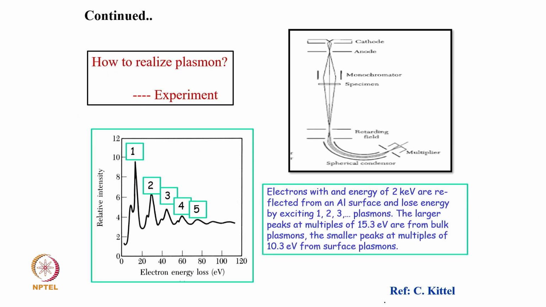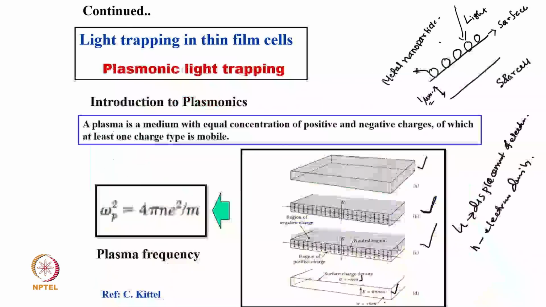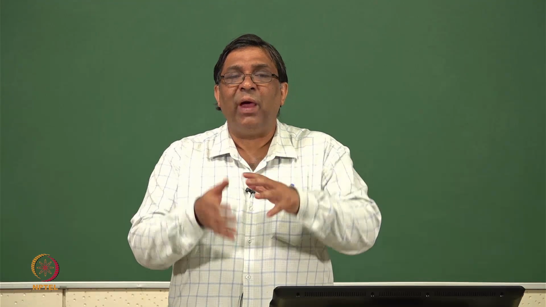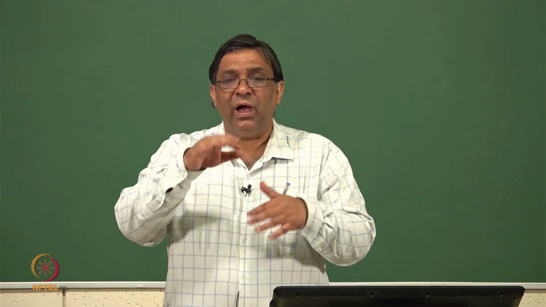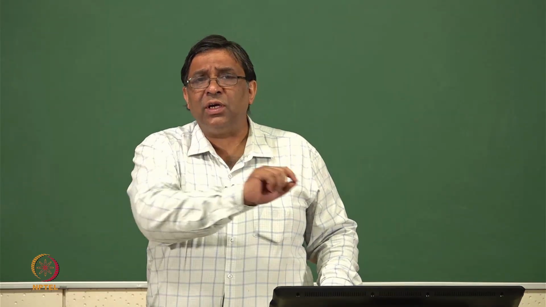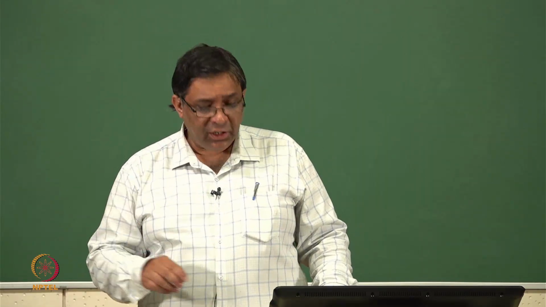When you have two charge layers separated by a certain distance, then you have an electric field, and this electric field is 4 pi n e u. This electric field will now try to bring the electrons back, and it will create a restoring force, and then the electron will start oscillating. It is exactly like your simple harmonic oscillator, like a pendulum. This is called plasma oscillation.